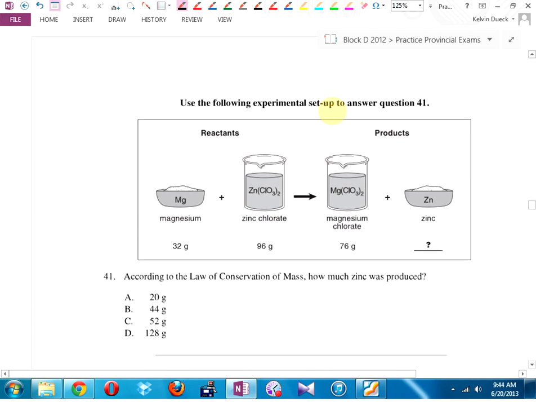Use the following experimental setup. Graham, it looks like right around number 39, or in this case number 41, they love to throw a question about conservation of mass. Okay? According to the law of conservation of mass, how much zinc was produced? By the way, make sure you bring a calculator because you need it for physics and for balancing equations. How much mass was there before the experiment? Whatever 32 plus 96 is, which is what, Nate? 128 grams. How much mass does there have to be at the end? 128 grams. So if we have 76 grams of magnesium chlorate, how much zinc must there be, Nate?